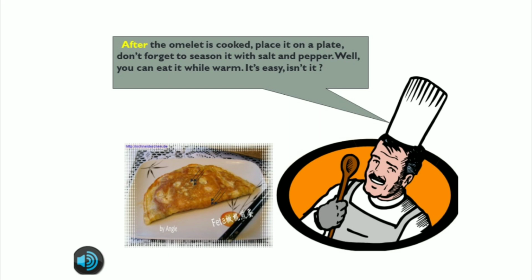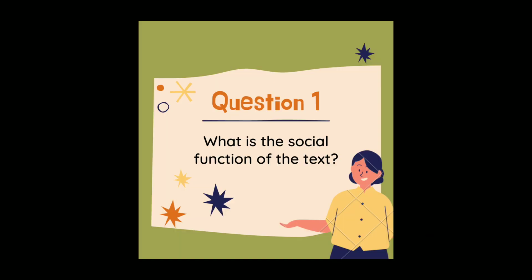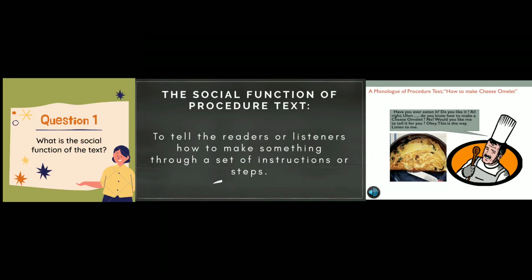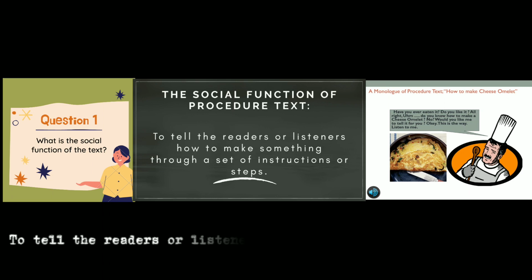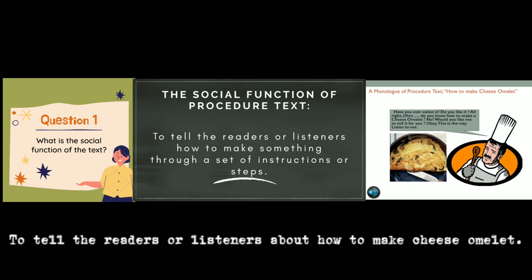It's easy, isn't it? Okay, after listening that monologue, can you answer this question? 1. What is the social function of the text? Untuk menjawab pertanyaan ini, coba kamu bandingkan teks yang kamu dengar dengan teori the social function of procedure text. Therefore, the correct answer of this question is to tell the readers or listeners about how to make cheese omelette.